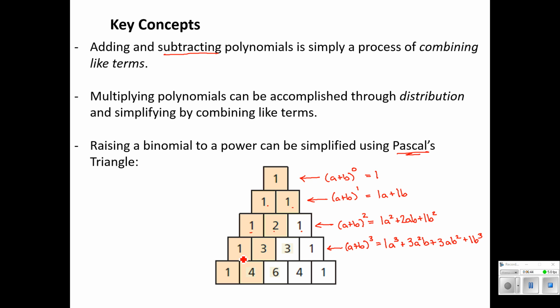So you can see what's happening is that the first element of our binomial has powers that start off at the power we're raising the binomial to, in this case 3, and then those powers on a count down to 0, while the powers on b start at 0 and count up to 3. Meanwhile, the coefficients out in front come from this triangular pattern.